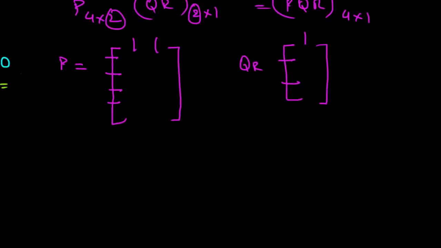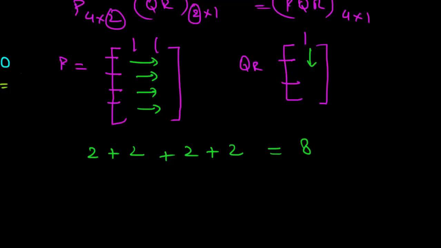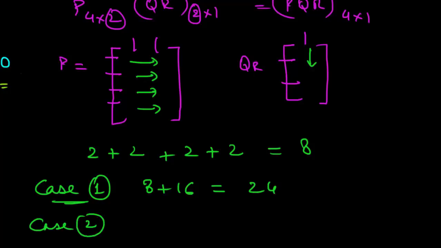So let's see the number of multiplications. So we have first row, first column, so 2 multiplications. Second row, first column, again 2 multiplication. Similarly for third and fourth row, we'll be having 2 multiplications. So total 8 multiplications. So let's compare. In case 1, we found out that it took 8 plus 16, that is 24 multiplications. In case 2, we got 8 plus 8, that is 16 multiplications.